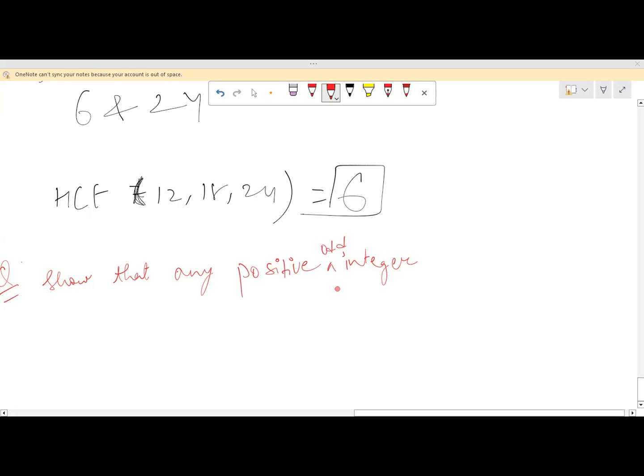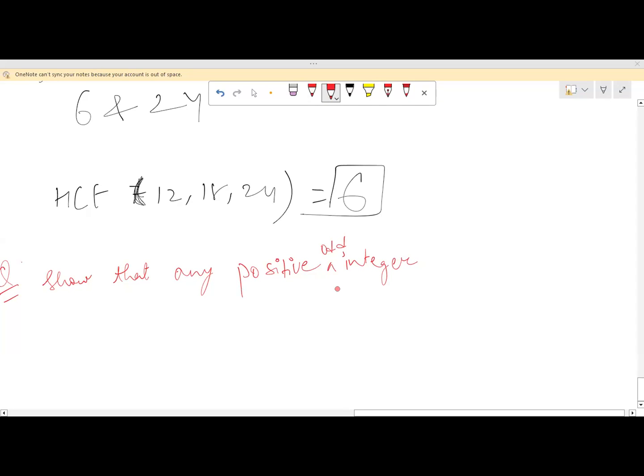Ma'am, can you repeat which question? Question 2. Show that any positive odd integer. Ma'am, exercise 1.1? In exercise 1.1, for us the second question is: find the LCM and HCF of the following pairs.